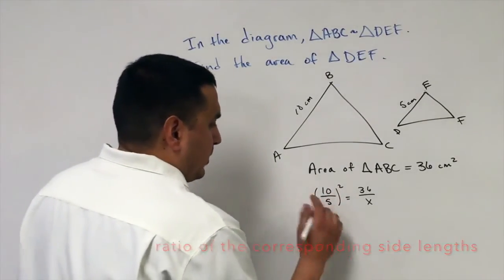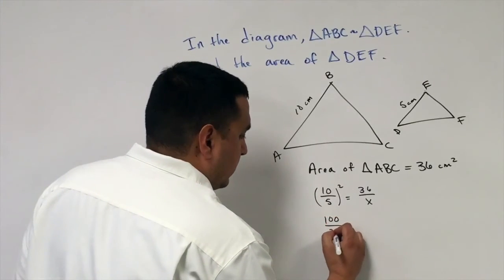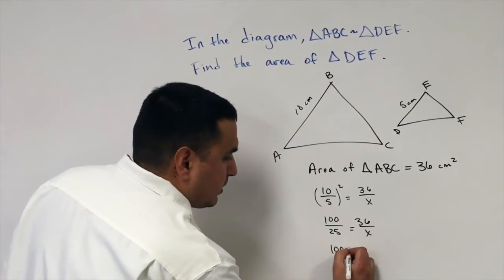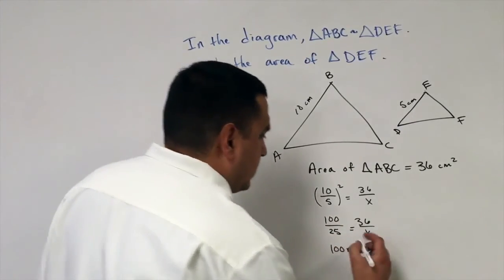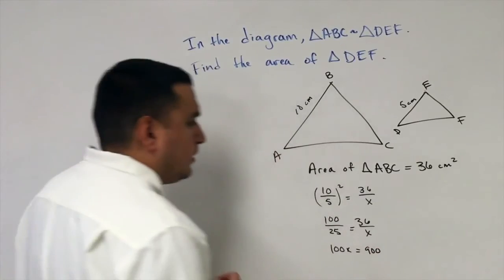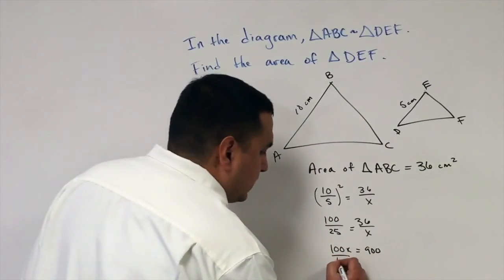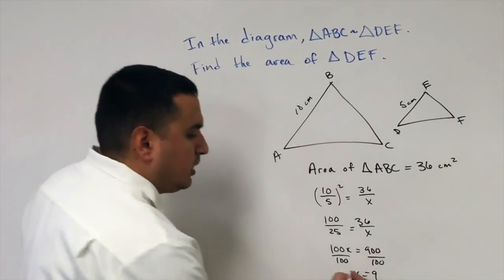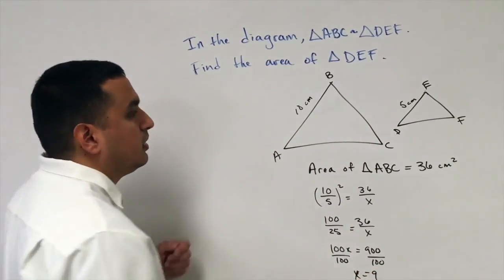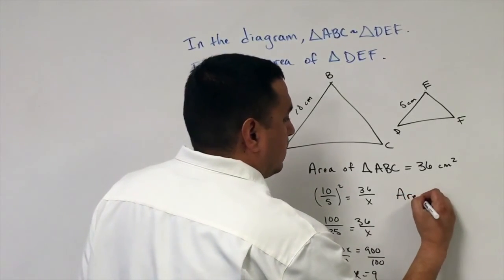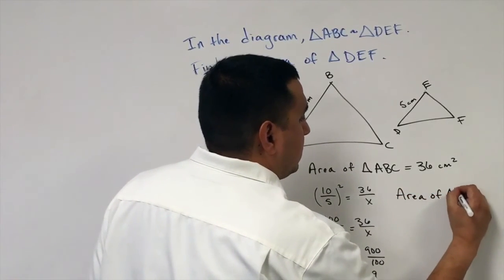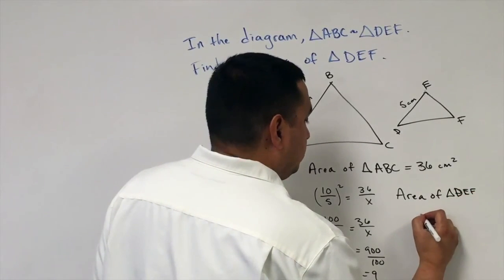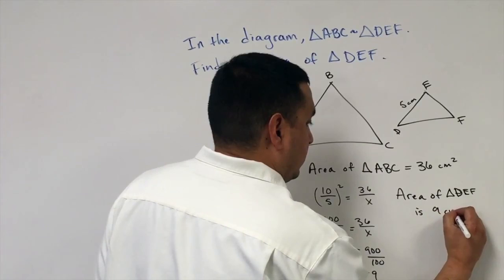So if I square this out, that's going to give me 100 over 25 is equal to 36 over x. So I got 100x is equal to 25 times 36, which is 900. Okay. Now I divide both sides by 100. And that tells me that x is 9. X was my area, so I know that the area of triangle DEF is 9 centimeters squared.